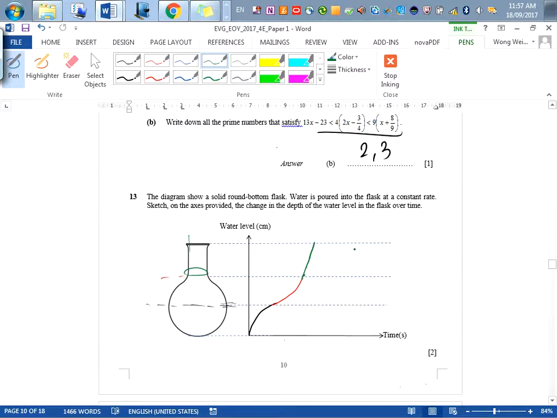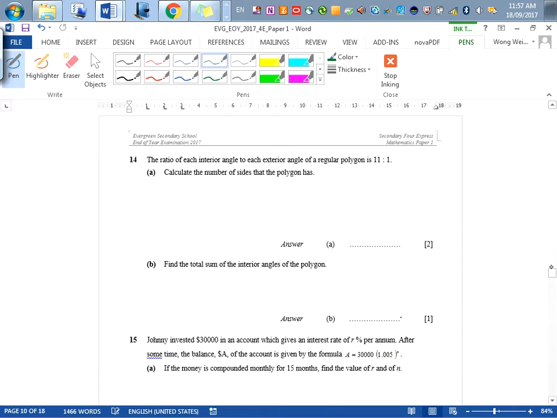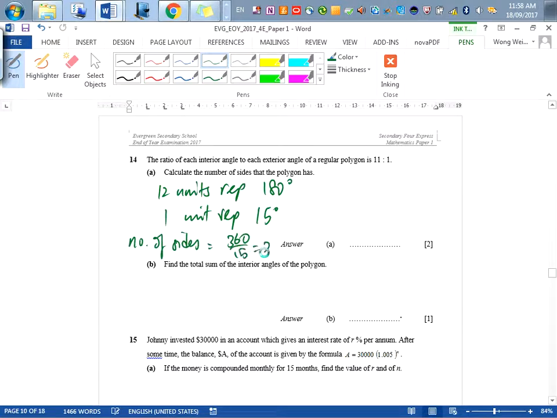Okay. Next, question 14. This one was okay. There will be 24 sides. Basically, 12 units represent 180 degrees. 1 unit represents 15 degrees. So number of sides equals 360 over 15 equals 24.